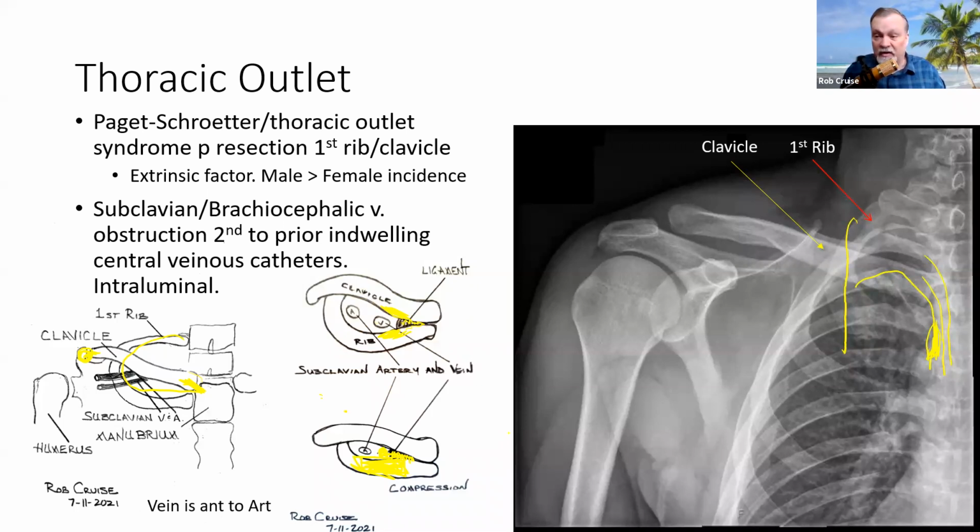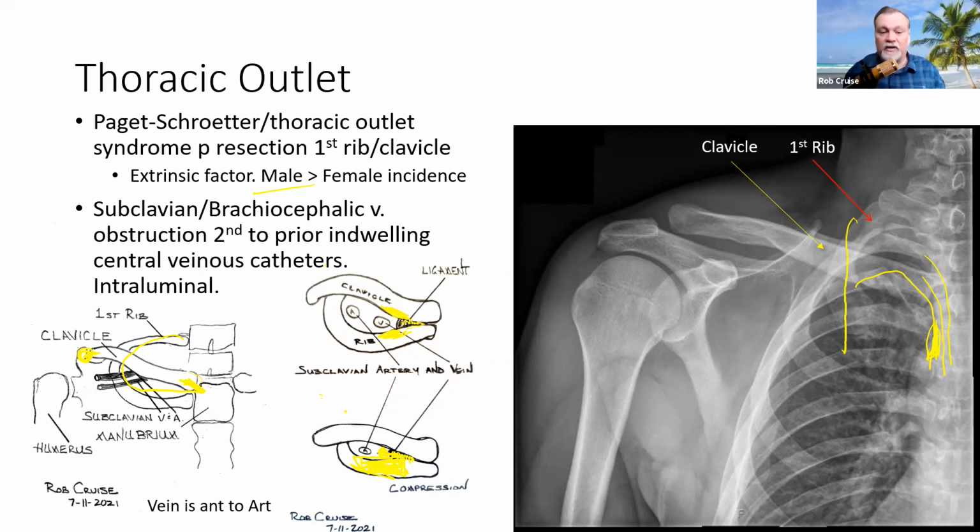So it just depends on what factors that vessel has once it removes that extrinsic pinching that has been happening. Okay, so there is both. The thoracic outlet syndrome is extrinsic and happens to males more. The subclavian and brachiocephalic vein or artery, it happens to both. Today we're just talking about the veins.